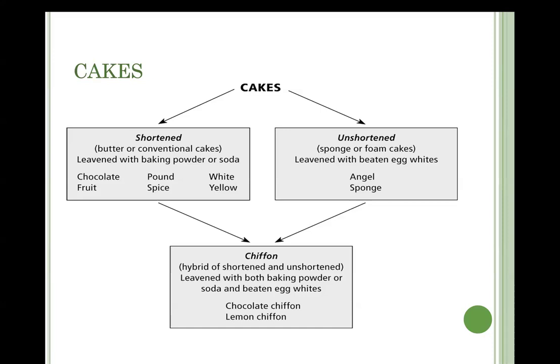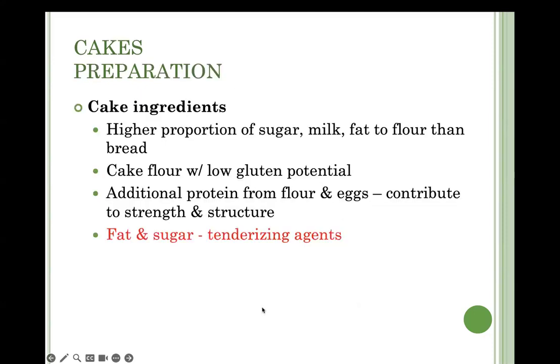So chiffon, it's a hybrid of our shortened and unshortened cakes. These are leavened with both baking powder and with your beaten egg whites. So we have our chocolate chiffon or a lemon chiffon. The cake that we're going to be making in class is our jelly roll. That is an example of the chiffon cake.